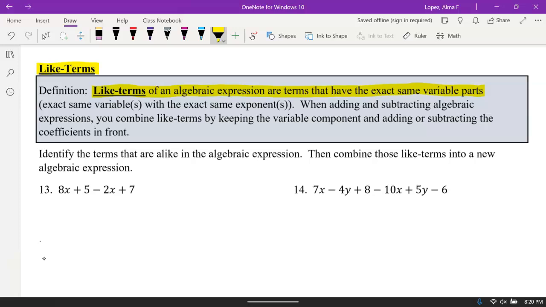So you may be combining two x's, two y's, two xy's, but let me go ahead and show you. I think it's easier just to do it. Identify the terms that are alike in the algebraic expression. Then combine those like terms into a new algebraic expression.